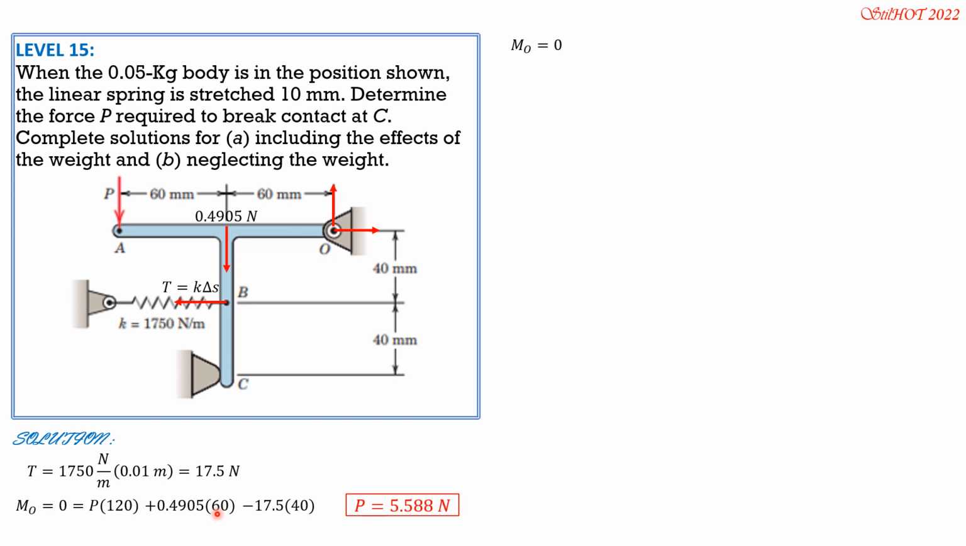Then for the second part, neglecting the weight, so just remove this part of the equation. MO is still 0, and equals P times 120 minus 17.5 times 40. So P is 5.833 newtons in that case.